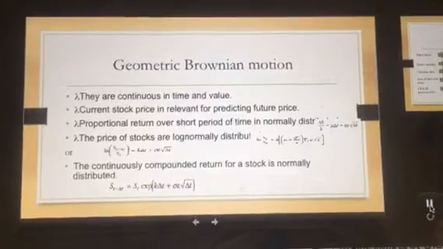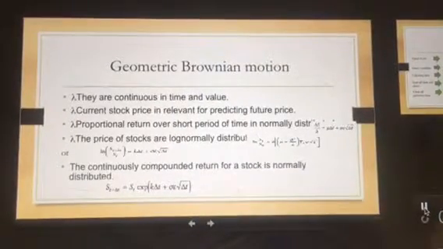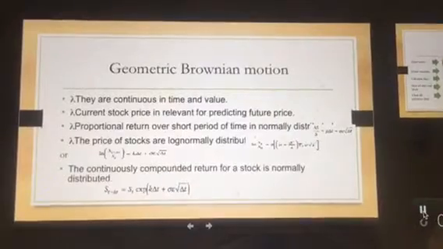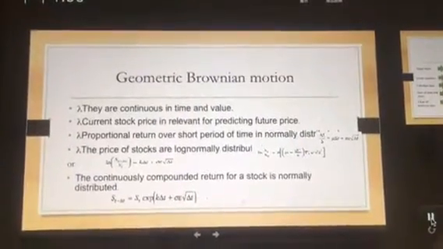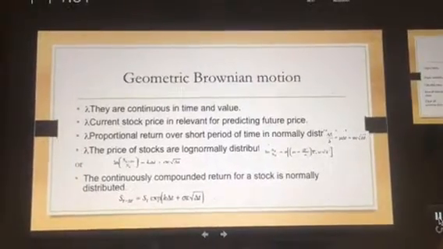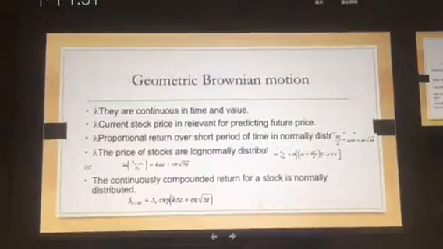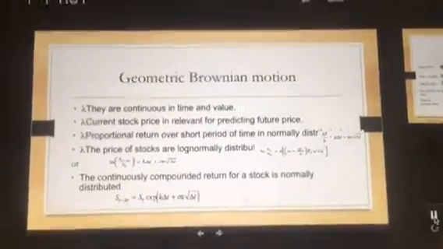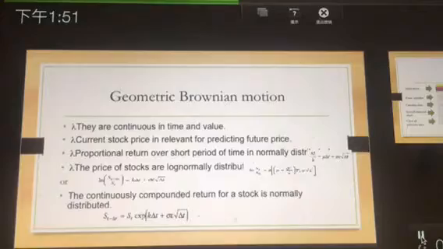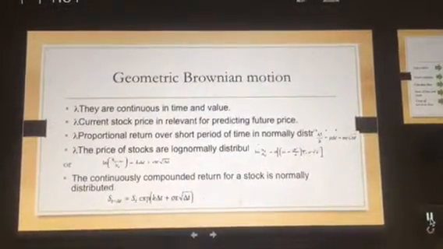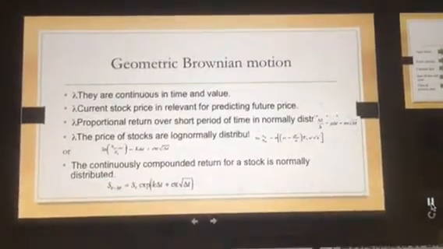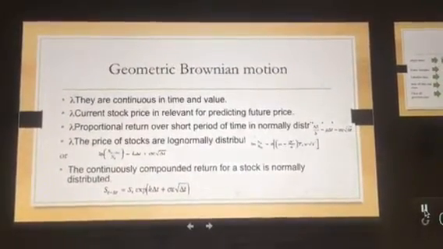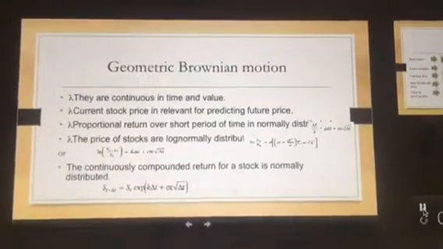The third is that the proportional return over a short period of time is normally distributed, and we can get the function for this. The fourth is that the price of stocks is lognormally distributed. We can also get the two functions for this. And the last assumption of the GBM is the continuously compounded rate of return during 1 year.